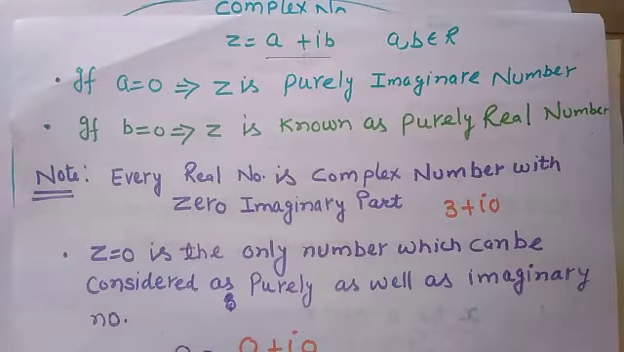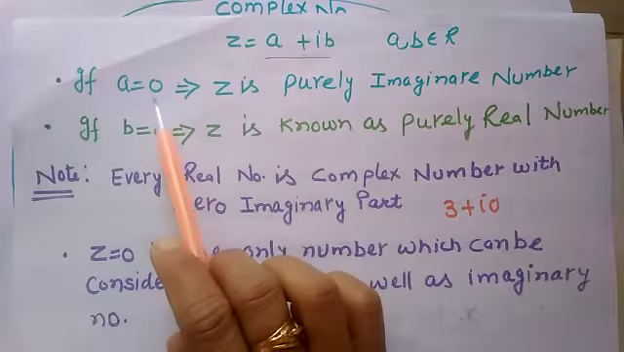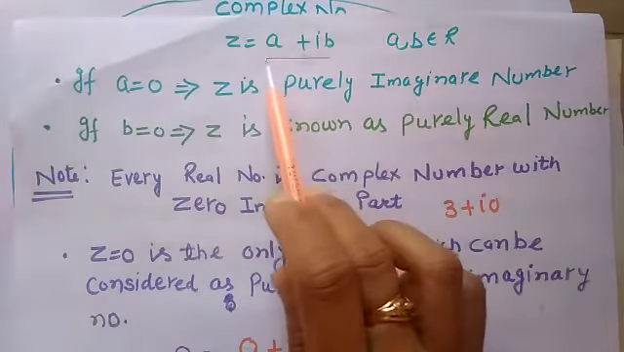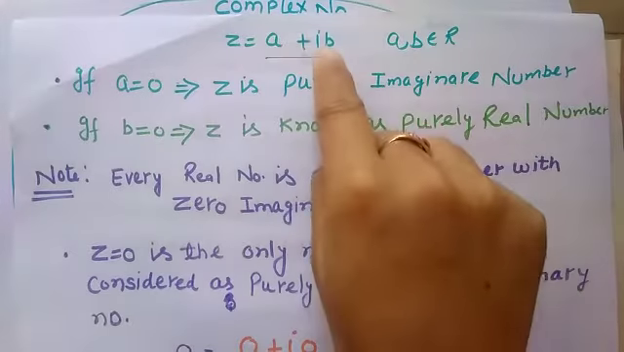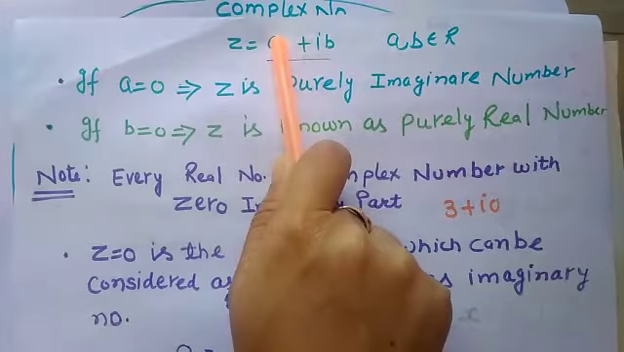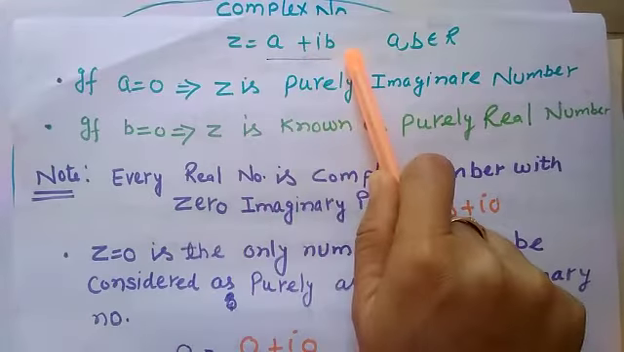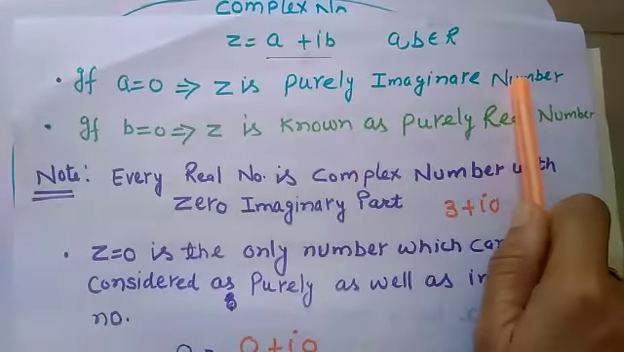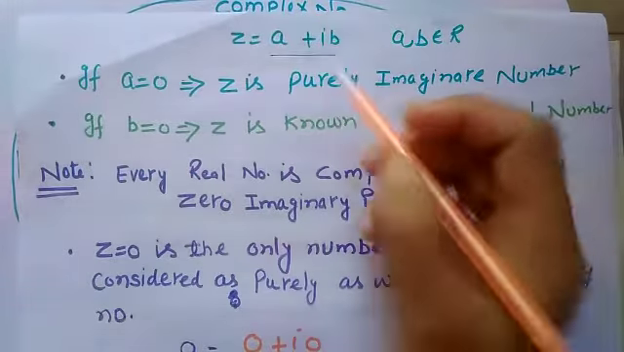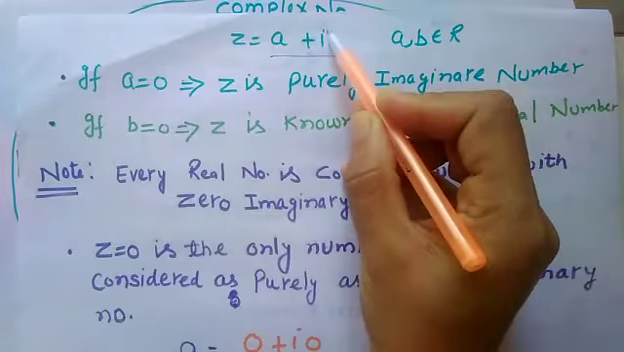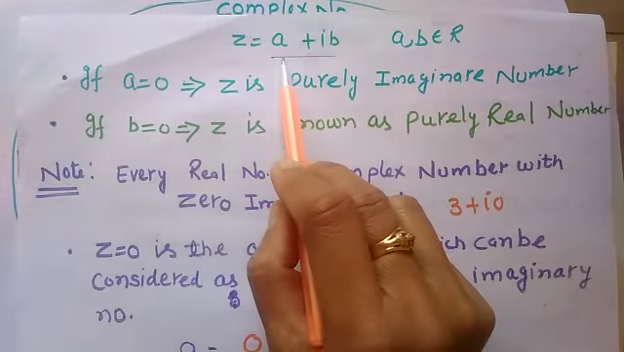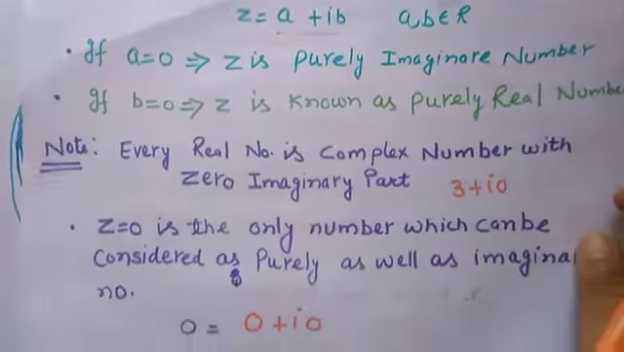If the real part of the complex number becomes 0, that is a becomes 0, then Z is purely imaginary. If a becomes 0, it means that we have been given only this part. This part is missing, right? If this part is missing, it means that we have iota b, which is a purely imaginary part. And if b becomes 0, this whole term, that is the imaginary term, will become 0, and we will get only a purely real number, as a is a real number. So understand this thing.